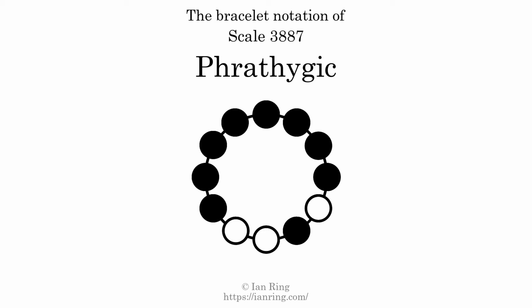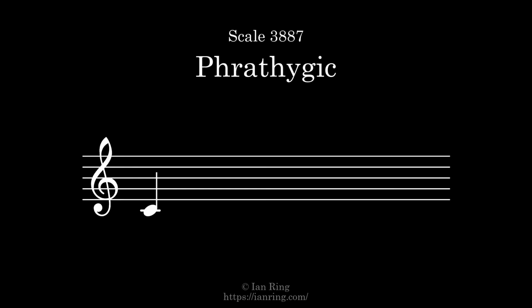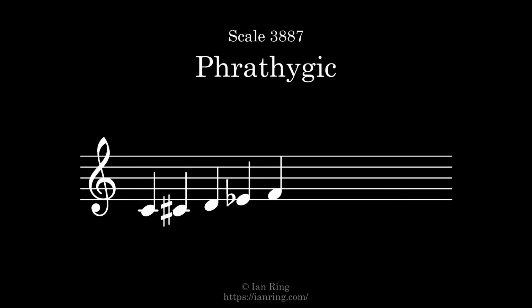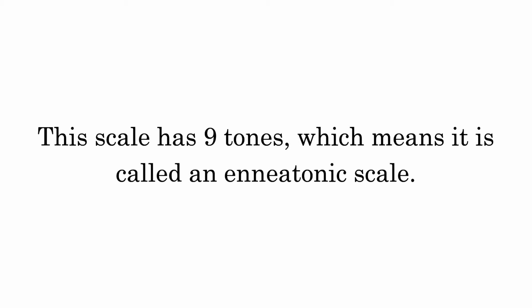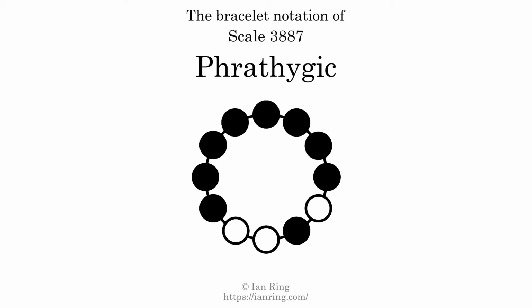3887, Phrathygic, which sounds like this. This scale has 9 tones, which means it is called an enneatonic scale. This is a bracelet notation diagram of scale 3887. The shaded circles represent tones that appear in the scale, and they are read clockwise, starting at the top.